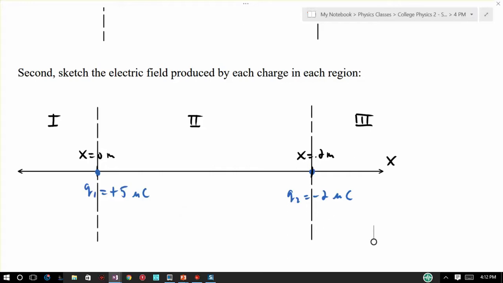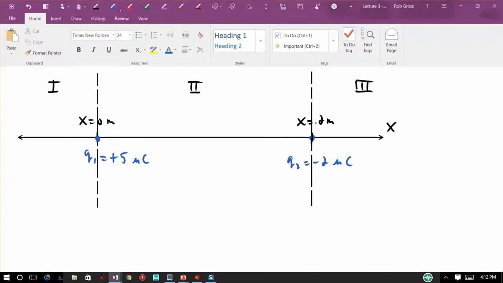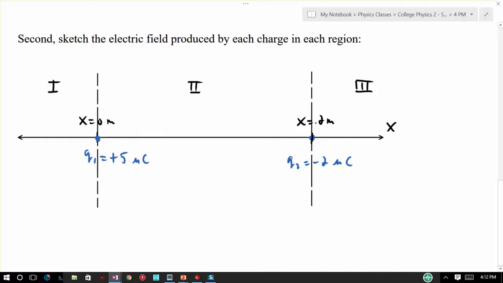So in other words, what I'm going to do is focus on just the first charge, the positive charge, and figure out the field in region 1 due to that charge, and in region 2 and region 3 due to that charge. I did this for the other class. They seem to work pretty well. So I'm going to draw a little sketch beneath charge 1 to show you how you figure this out. So charge 1 is what? Positive or negative? Positive, right?